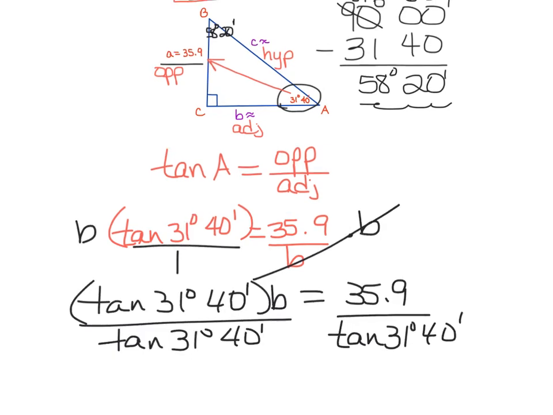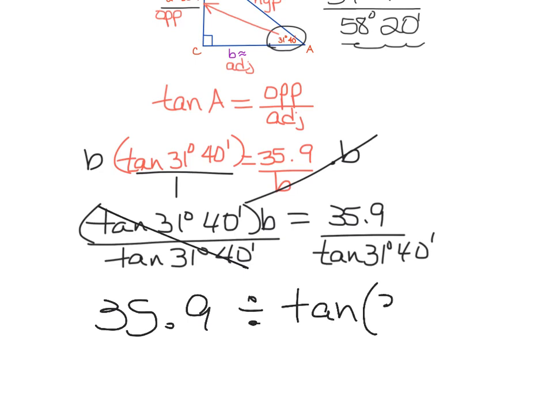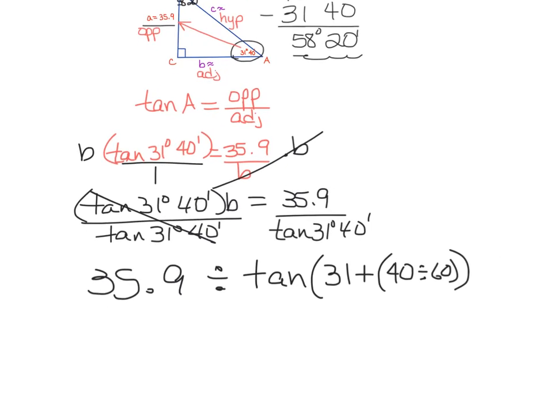And when I do that, here's how I'll key it in on my calculator. So I'm going to do 35.9 divided by tangent of 31 plus, and if you have the option of putting it as a fraction, you would key it in as 40 over 60. If not, you're doing 40 divided by 60, close parentheses, and once you do this, this is B.